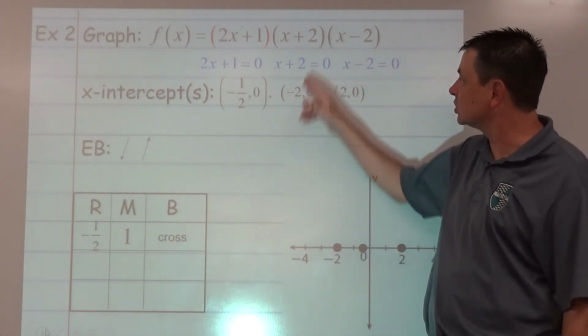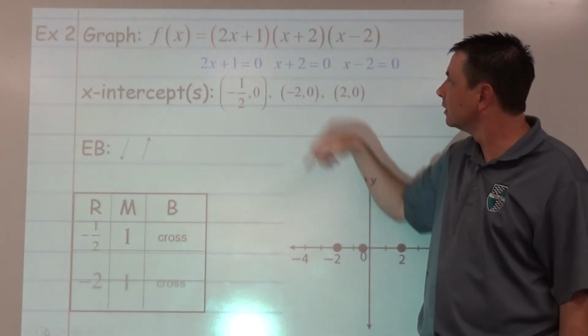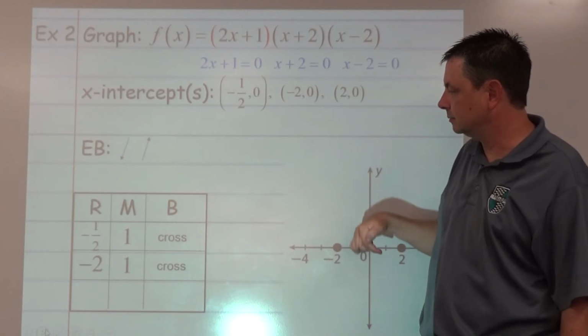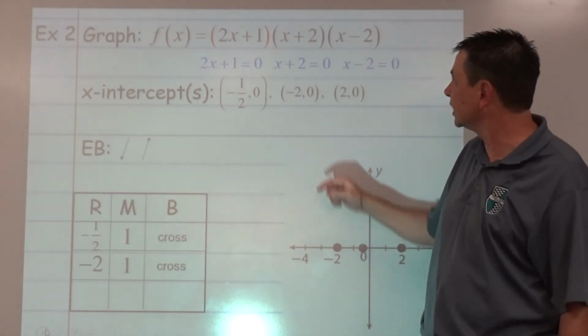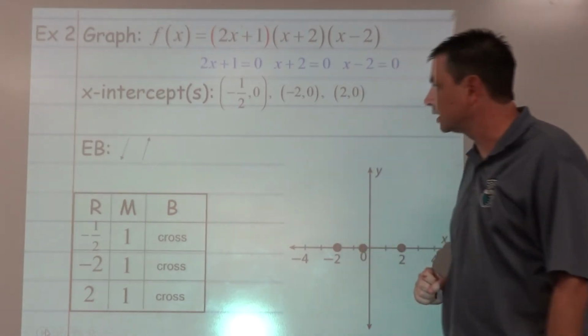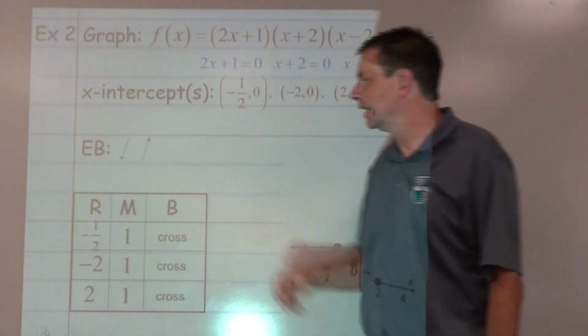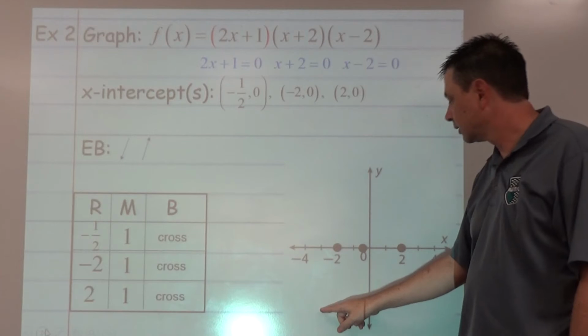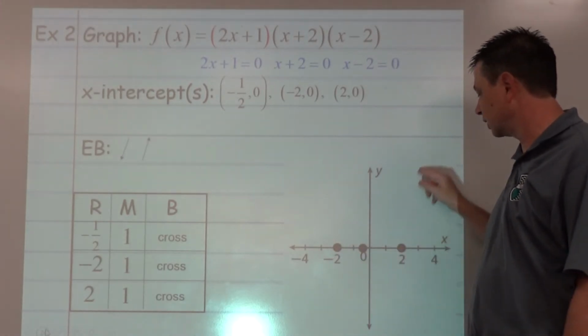I think we have the same situation here as well. Invisible exponent of 1, that's going to be a cross, and invisible exponent of 1, that's going to be a cross. So we're going to start low, we're going to end high. So cross, cross, cross.